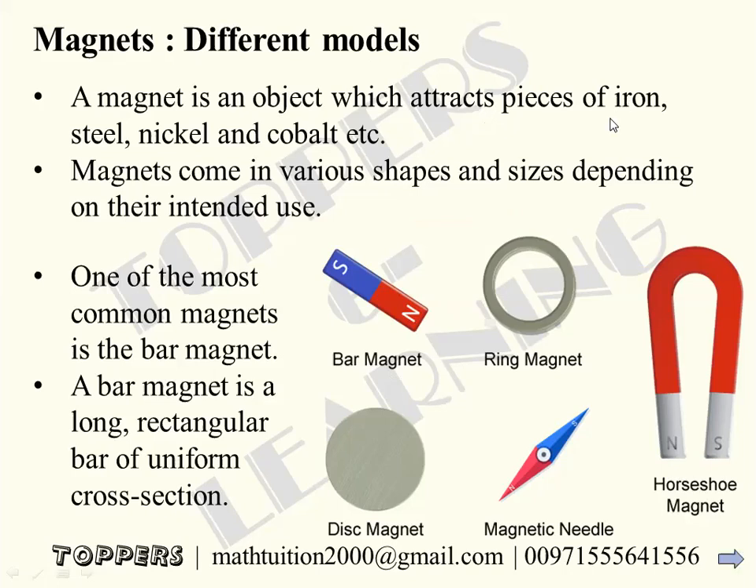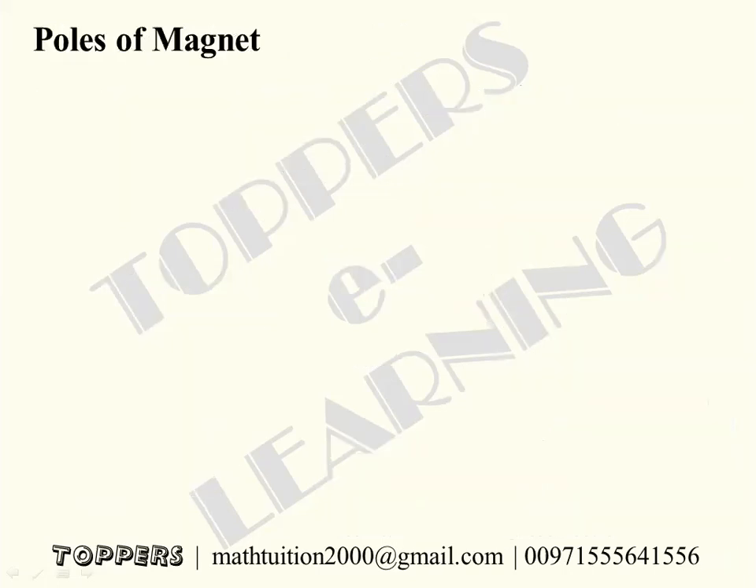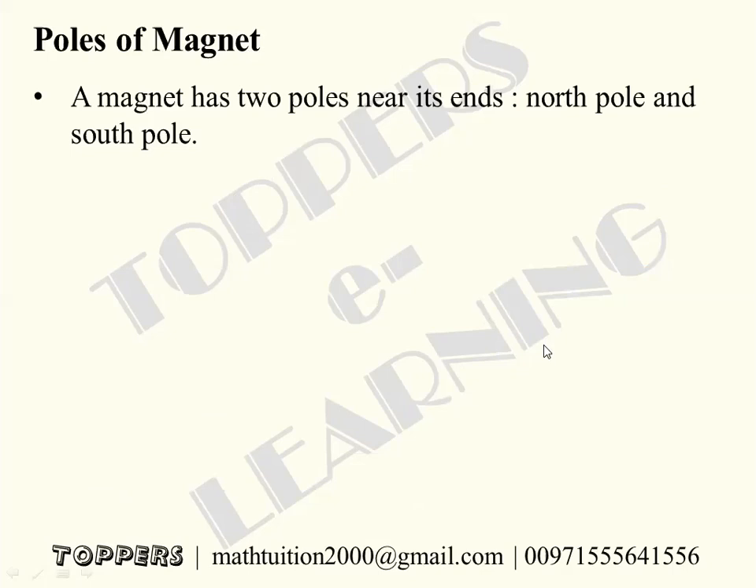Now, poles of a magnet. What do we mean by poles of a magnet? A magnet has two poles near its ends. One is the north pole, the other is the south pole. Only two poles, not like east and west. North pole and south pole. Only two poles.